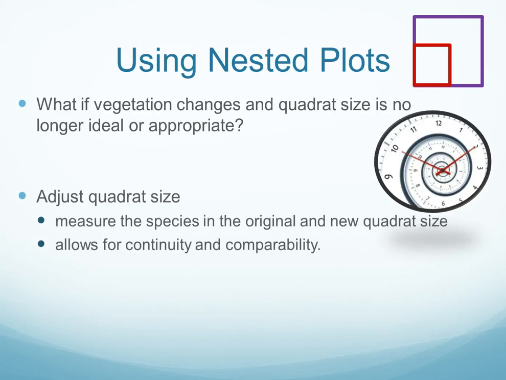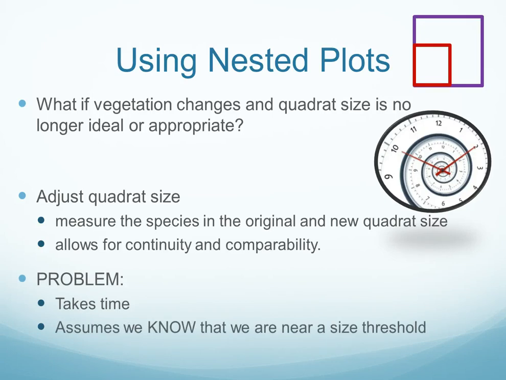And this requires us to know that the frequency is changing so that we can measure the frequency of the species in the original size quadrat and in the new quadrat size so that we are able to compare them. This allows for continuity in comparing frequency estimates over years when the quadrat size had to change. There's a problem with this though.